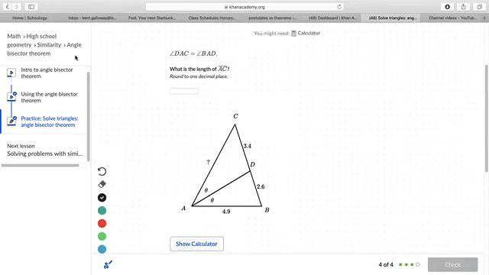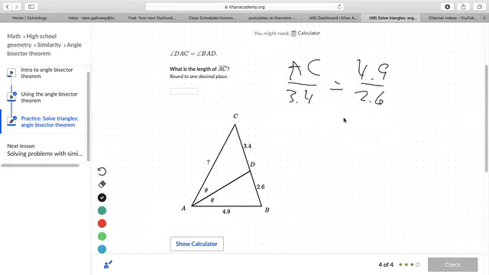All right, same process. We're gonna have the bigger one on top, so this is gonna be AC over 3.4 equals 4.9, the bigger side right there, over 2.6. We'll cross multiply again. So 2.6 AC equals 4.9 times 3.4. 4.9 times 3.4. And that's going to be 16.66. We're not going to round that yet.